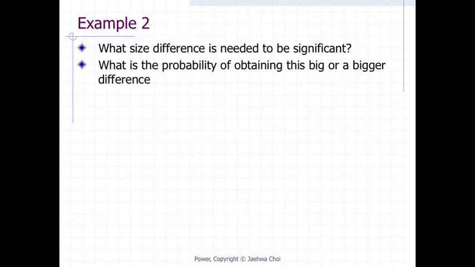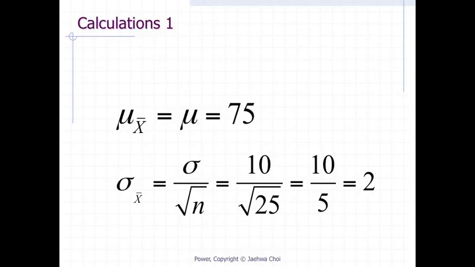As in the case of the previous example, you first determine how big the difference has to be in order to be significant. You then compute the probability of obtaining this big or a bigger difference. In order to calculate the difference needed for significance, we begin by determining the sampling distribution of the mean under the assumption that the null hypothesis is true. Recall that the null hypothesis is that the new method's mean is equal to the old method's mean of 75.